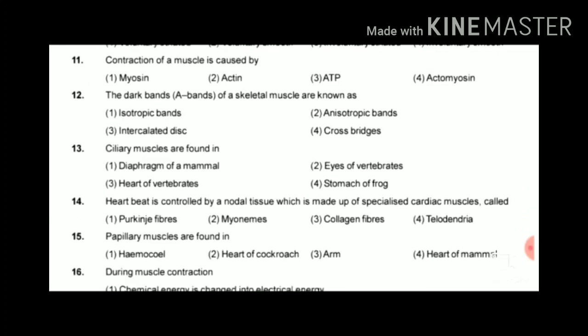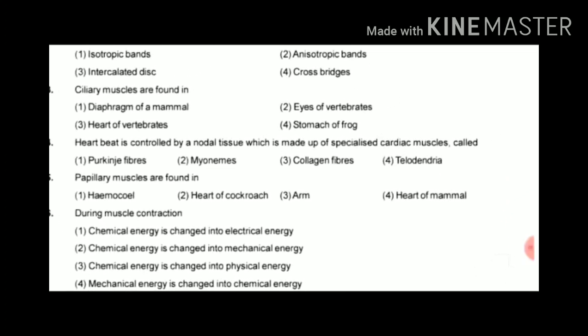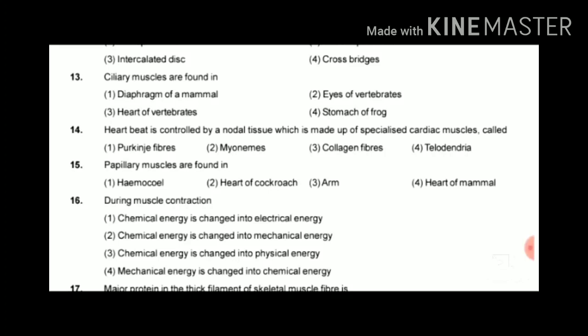Next is question number 13. Ciliary muscles are found in number 1, diaphragm of mammal, number 2, eyes of vertebrates, number 3, heart of vertebrates, number 4, stomach of frog. Ciliary muscles are related to the eyes, so the answer is option number 2, eyes of vertebrates.